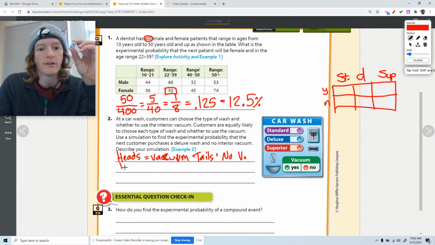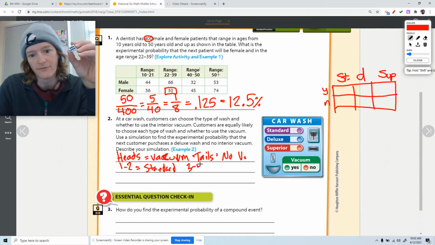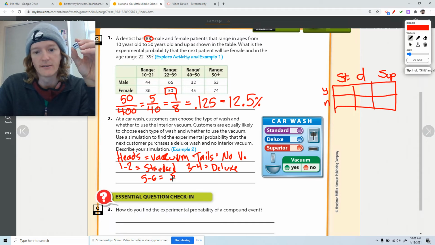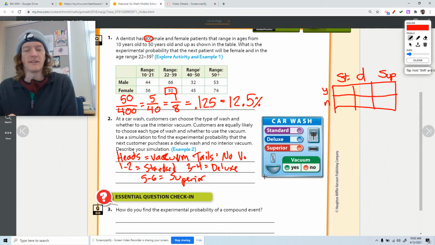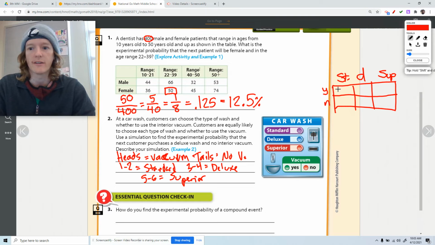We'll say 1 to 2 on the die is standard. 3 to 4 is deluxe. And 5 to 6 is superior. So what we do, let's go like 10 times. We'll flip our coin, roll our die. We got a heads 1. So heads 1 will be standard and vacuum.